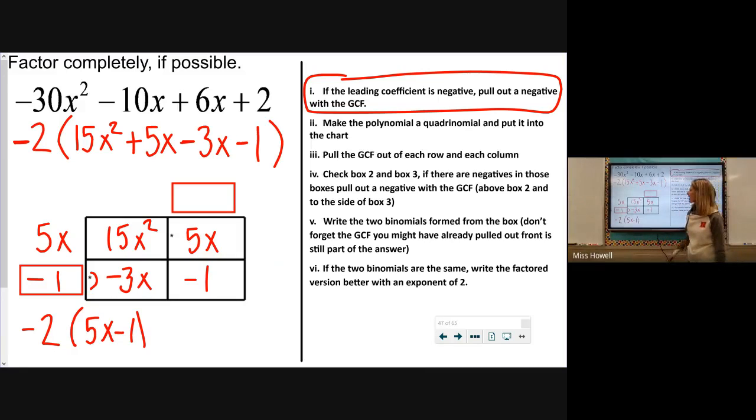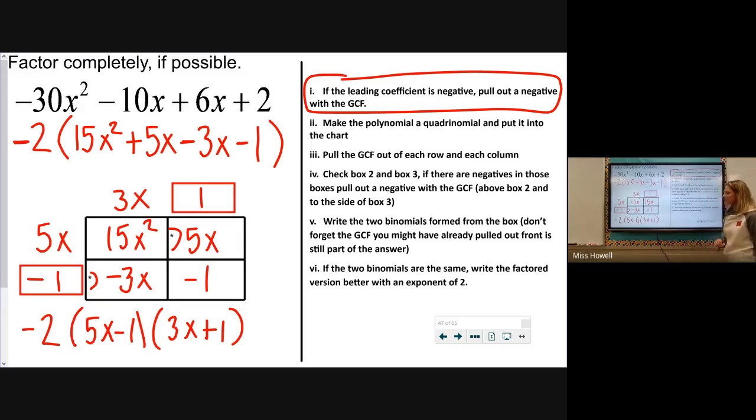All right, let's do our columns. 15x squared and -3x. They both share a 3 and an x. Pull that out. All right, so 5x and -1 don't have any common factor, so this is just a 1. It's not negative because the starred one's not negative, so be careful. All right, so 3x plus 1 would be our other factor here. So -2 times a 5x minus 1 times a 3x plus 1. All right, number 3.